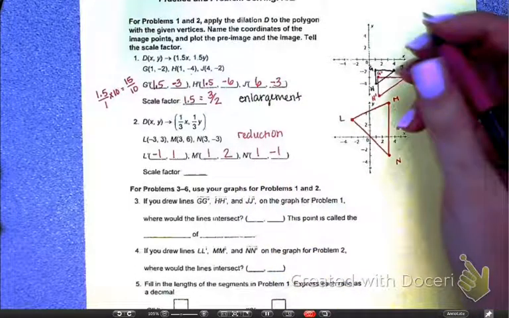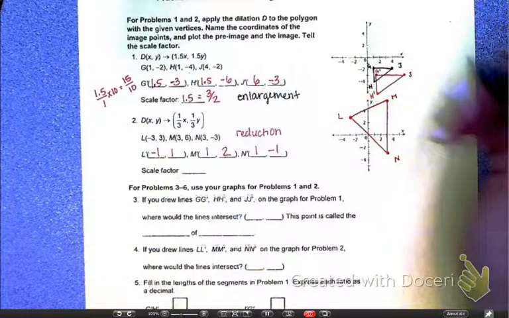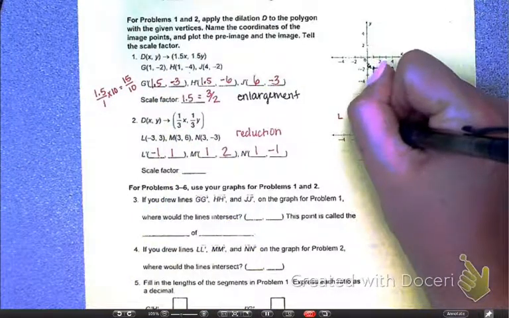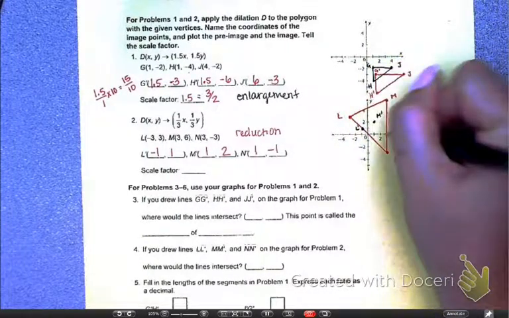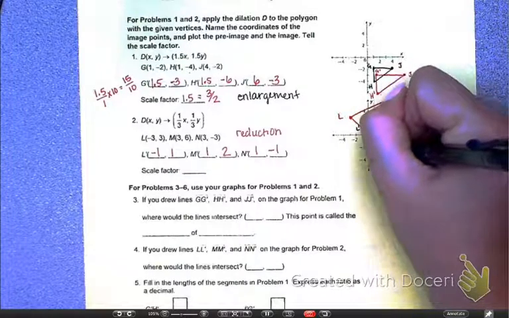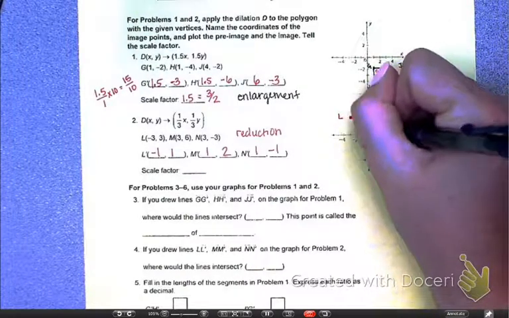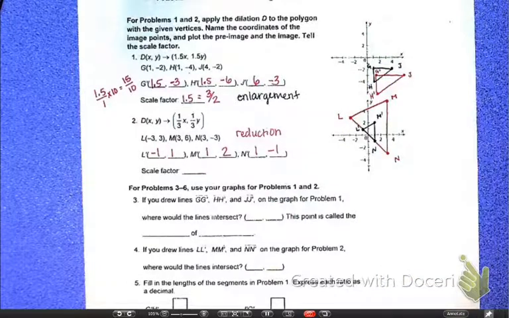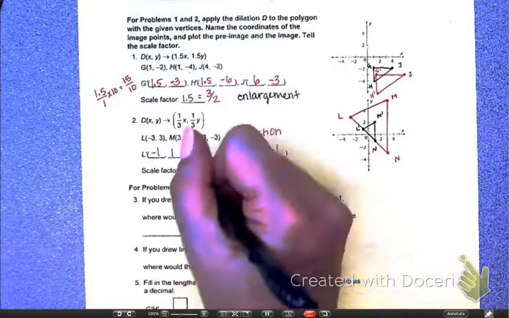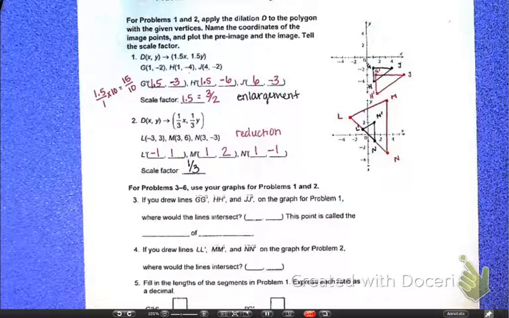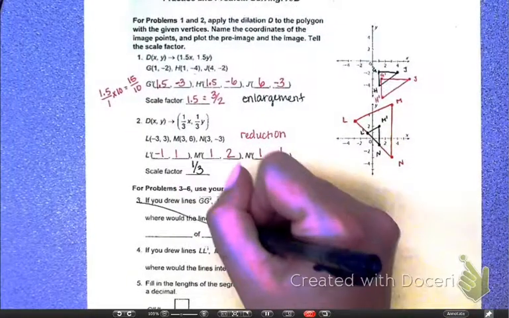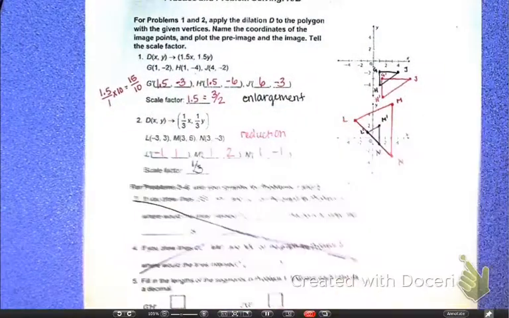Okay, so when I go to plot those points, let's see, -1, 1. 1, 2. Did a reduction occur? Yeah. And what's my scale factor? 1/3. It's already as a ratio, so I don't have to do anything else. Are we okay with all of that? Okay. Go ahead and cross out 3 and 4. We're not going to talk about center of dilation, but we are going to look at number 5.